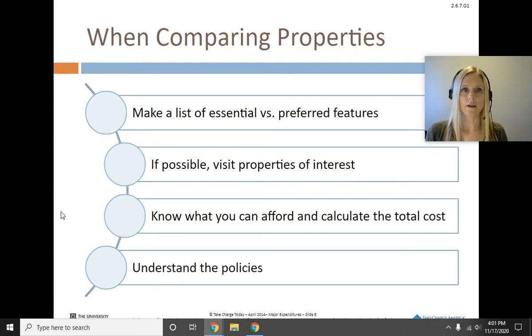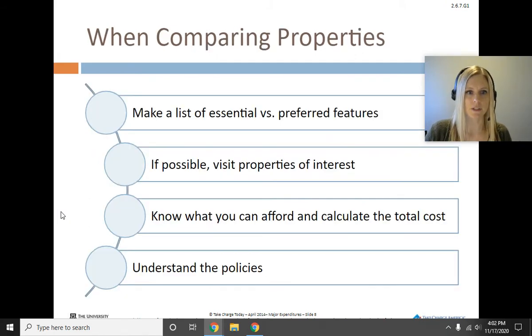When you're comparing properties, you want to think about several things. What are your have to haves? What are your preferred to haves? And hopefully, you'll be able to visit the properties that you're interested in before you make your final selection. You also need to know what you can afford. You're going to need to evaluate your spending plan and see what is feasible for you. Calculate the total cost of all those things, not just the rent payment, but also the utilities, the communications, the furniture, renter's insurance, all those things together. And you also want to understand the policies. You'll want to read the contract and make sure you know what you're agreeing to before you sign it.